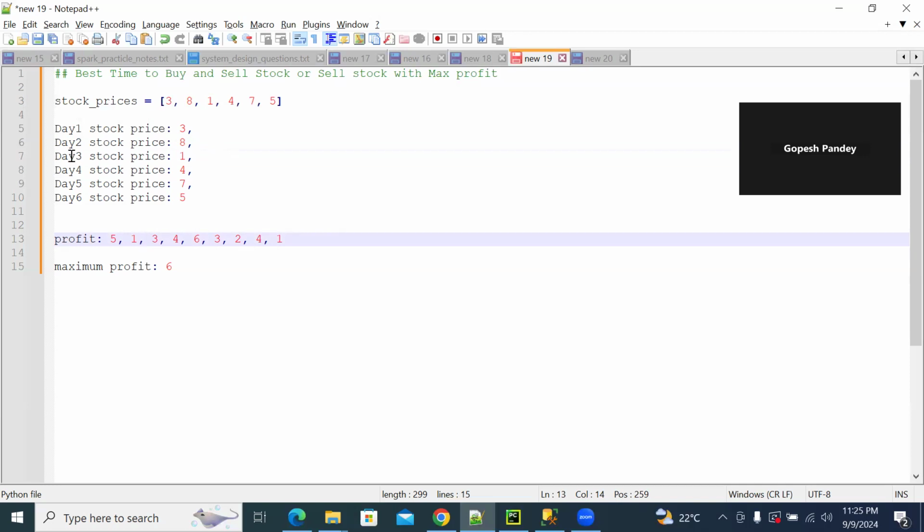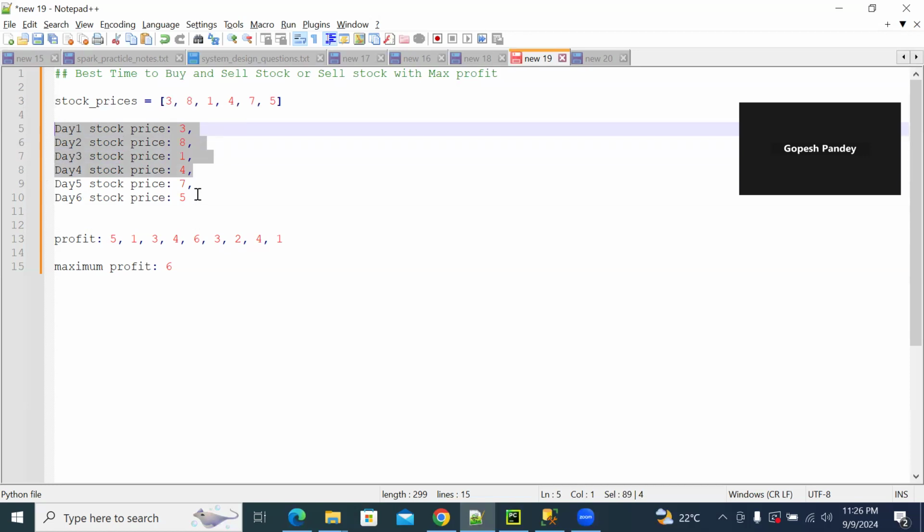Now, if you are buying stock on day 3 with stock price 1 and selling on day 4 with stock price 4, then basically you are getting a profit of 3. So we have noted down that profit. So up to day 4, we are done. Now moving to day 5. Day 5 stock price is 7. So consider all the previous days as a buy amount, and this as a sell amount.